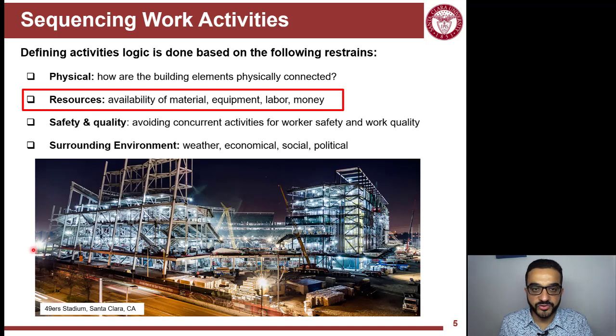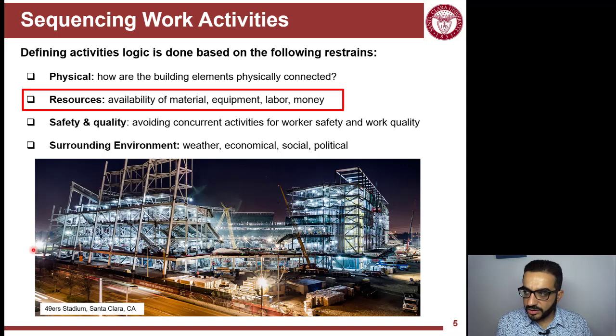And when we say resources in general construction, it refers to anything you need for construction. So money, equipment, people, material, anything. The availability of any resource for your construction affects how you sequence things.